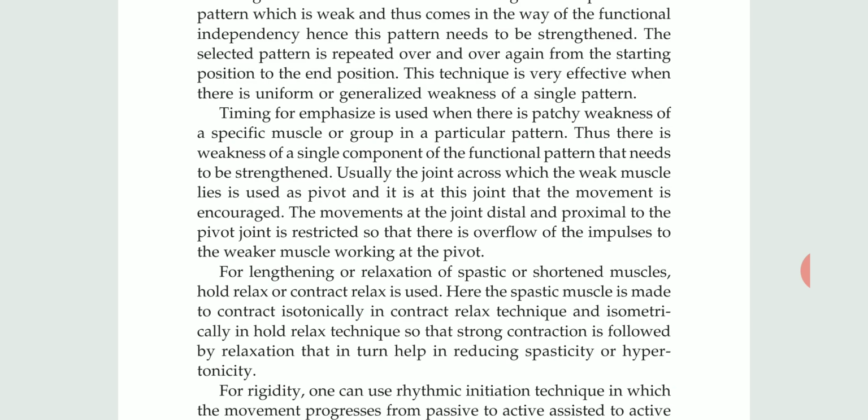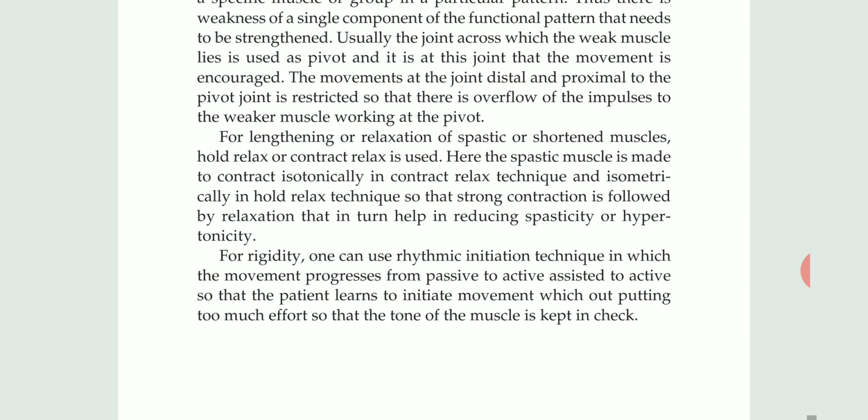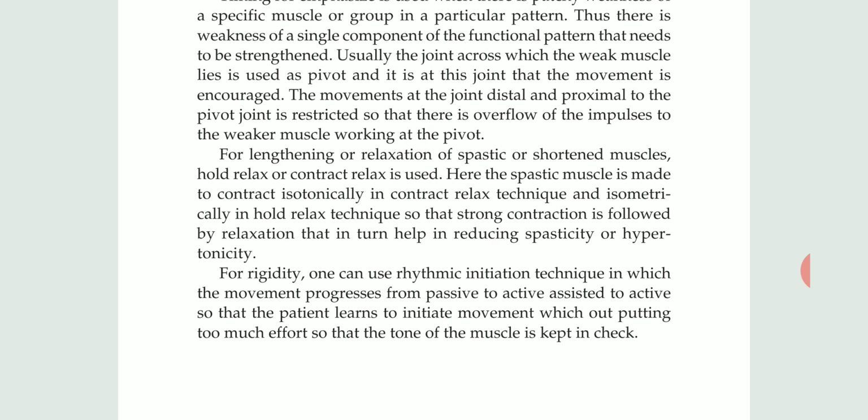The movements at the joint distal and proximal to the pivot joint are restricted so that there is overflow of impulses to the weaker muscle working at the pivot. For lengthening or relaxation of spastic or shortened muscles, hold relax or contract relax is used. Here the spastic muscle is made to contract isotonically in the contract relax technique and isometrically in the hold relax technique, so that strong contraction is followed by relaxation that in turn helps in reducing spasticity or hypertonicity.